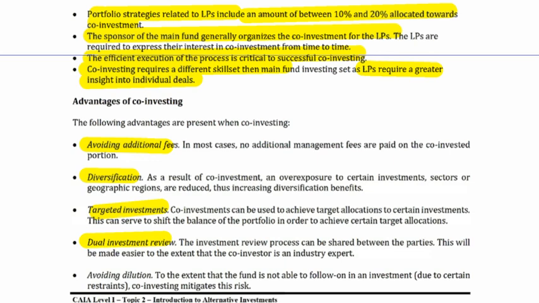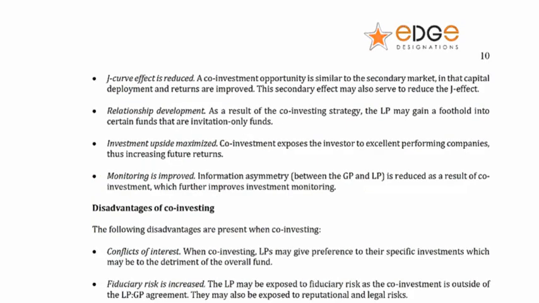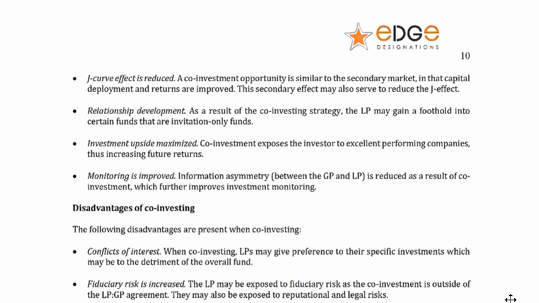Dual investment review. Now the investment review process is shared between the parties. Avoiding dilution. Remember, if one needs to further invest into a portfolio company, the limited partner might get a bit diluted on account of that. Now, if he's able to follow on in the investment as a co-partner, he will not be diluted at all. Top of page 10, the J-curve effect is reduced.